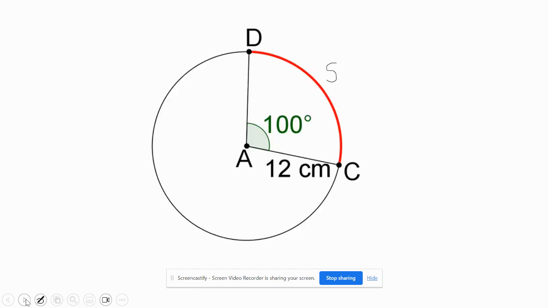What I want you guys to do is pause this video and see if you can solve for what the arc length in this circle would be, and then I'll go over it once you rejoin.